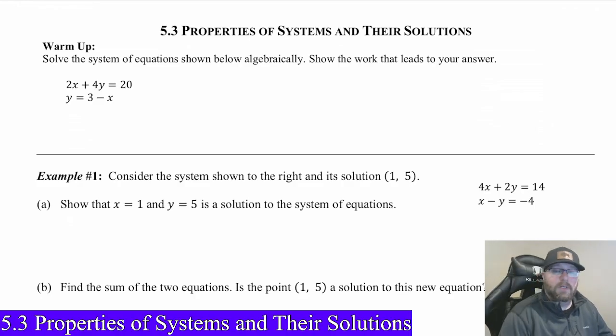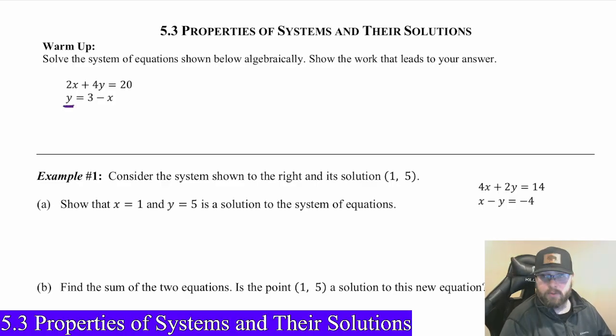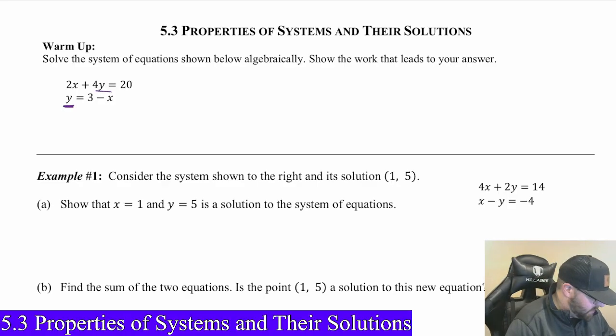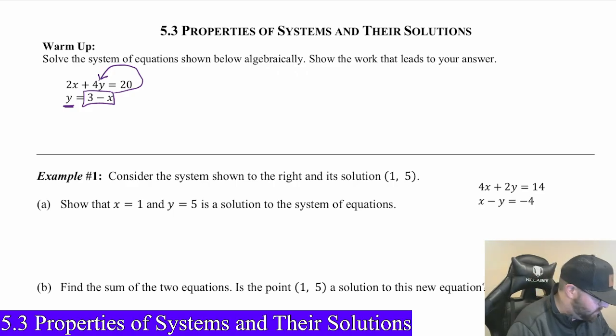All right, section 5.3, properties of systems and their solutions. So, warm up, we're going to solve the system algebraically. We notice that this y is all by itself, so we're going to take this 3 minus x and substitute it in for y up top. We're going to replace that y with 3 minus x, and whenever we substitute, we always want to use parentheses.